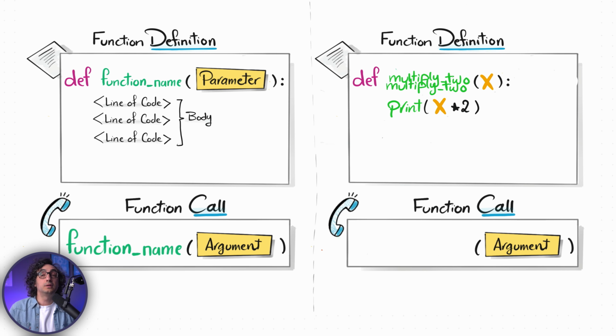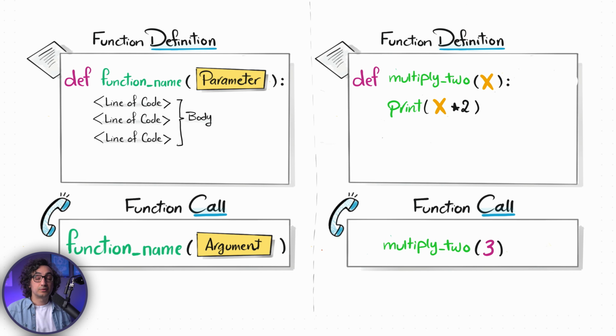Now in the function call, we're gonna use again the function name, and now we have to specify an argument value. As you hear me, I'm saying a value, so not a name. It could be any value, for example, let's say 3. As you can see, it is very simple.